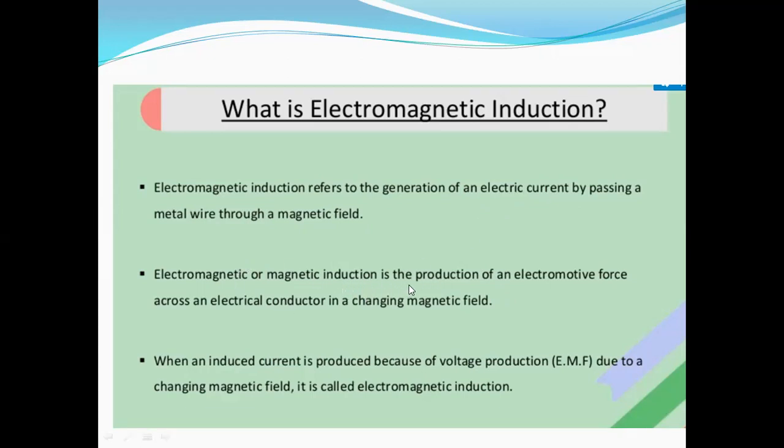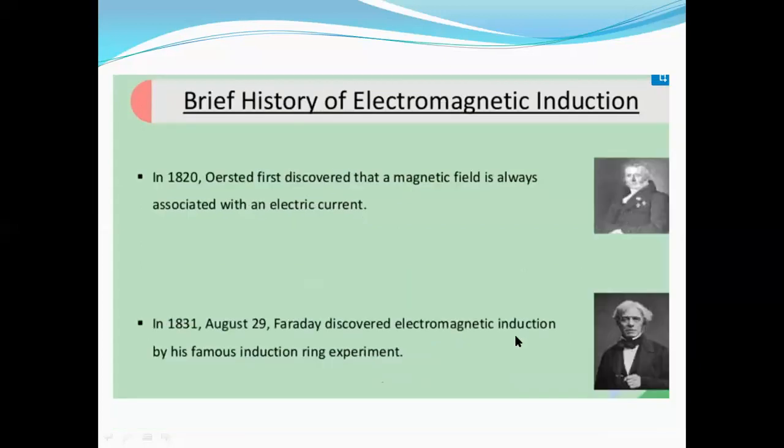Now, electromagnetic induction is the production of electromotive force. They call it EMF for short. No? This electromotive force, this EMF, will have a changing magnetic field. So it is a result of a changing magnetic field. Now again, this EMF will be created once there is a wire that is in the presence of a magnetic field. Now, the people who discovered this were Hans Christian Ørsted and Michael Faraday.